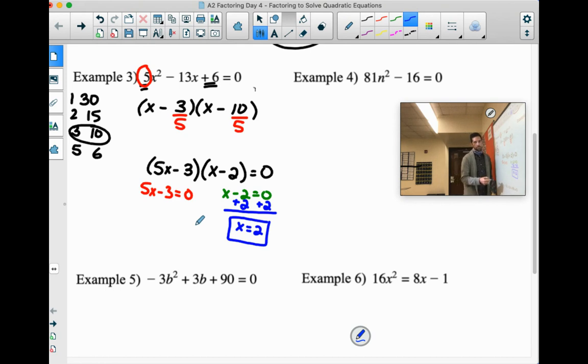The 5x minus 3 would be a two-stepper, so we'd have to add 3 first. 5x equals 3. And then we would divide by 5, and we get x equals 3/5.